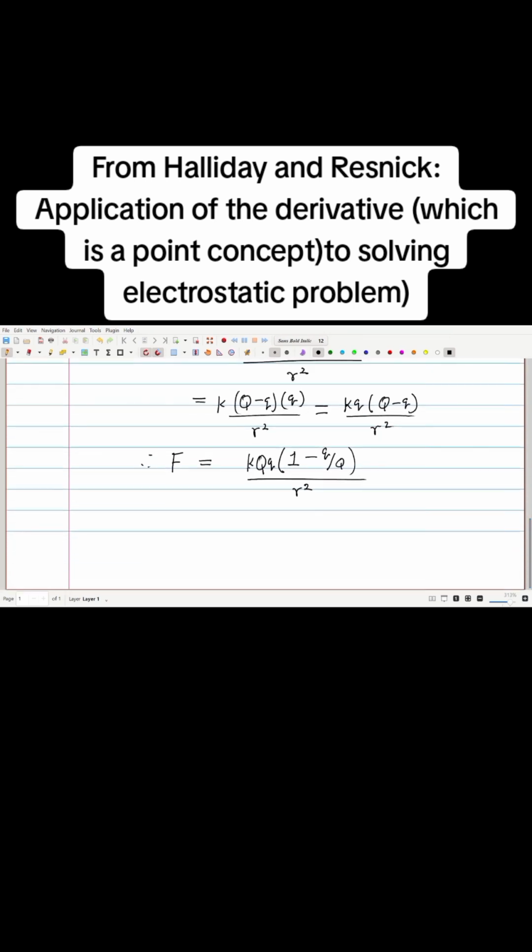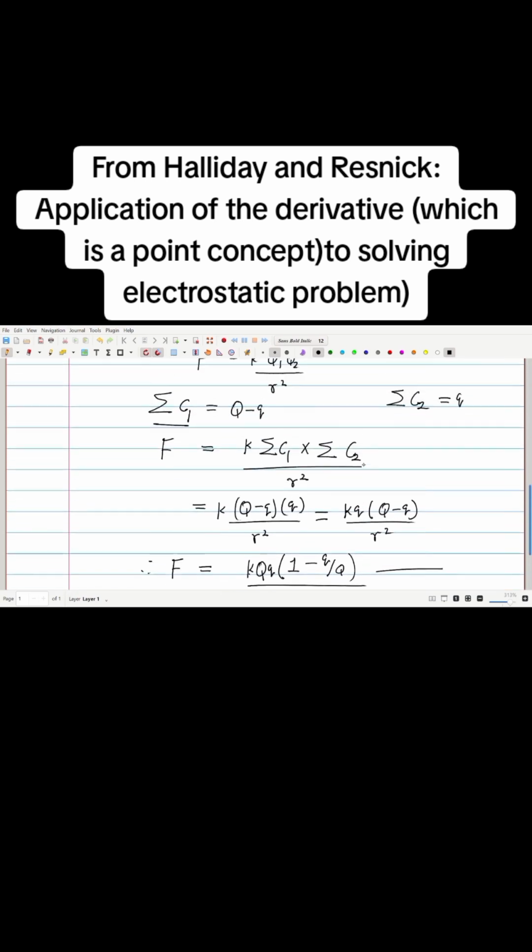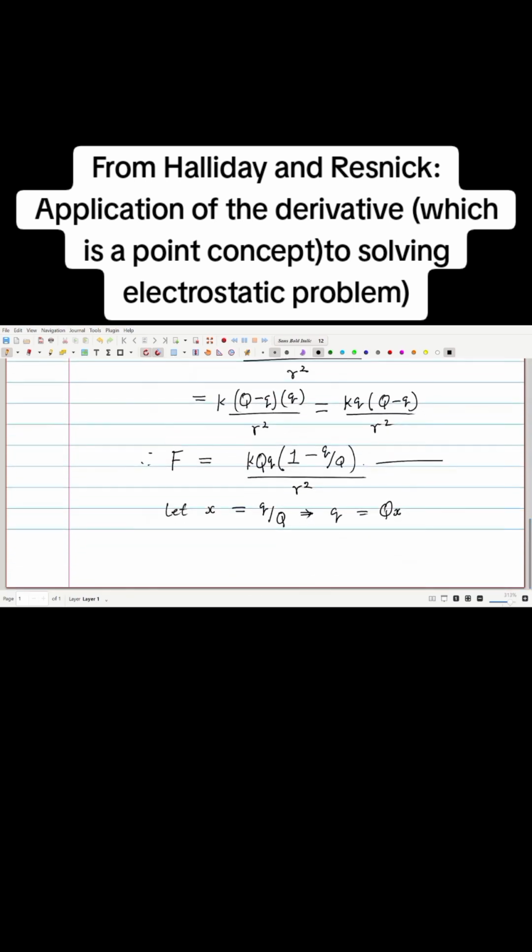Now, what we do here is let x be equal to q over uppercase Q. So in that case, we have lowercase q equal to Qx. I called the earlier expression star, so let me call this one star star. From whence we shall have our force equal to kQ, and instead of lowercase q I put uppercase Q multiplied by x. The same thing applies here: we let this be x, then over r squared. Can you see that?